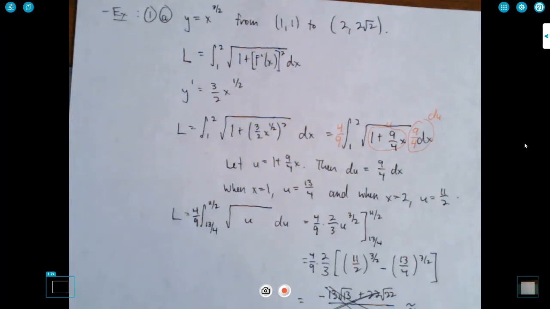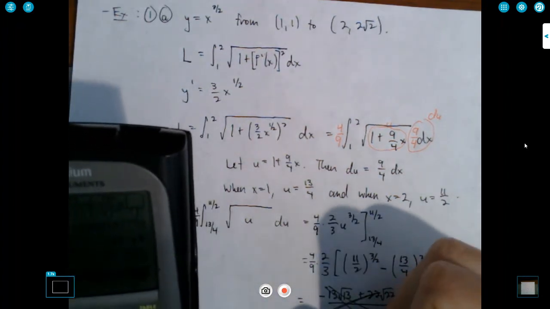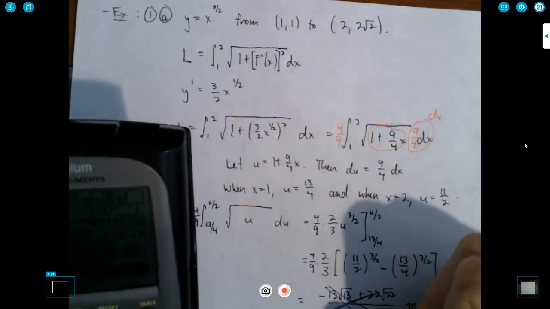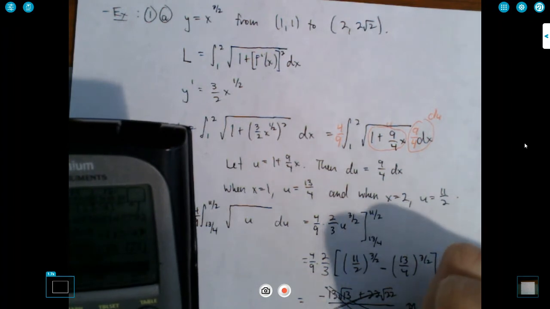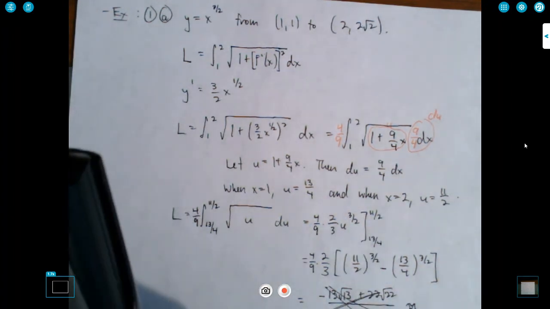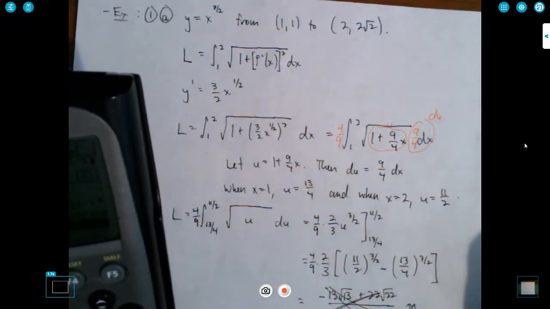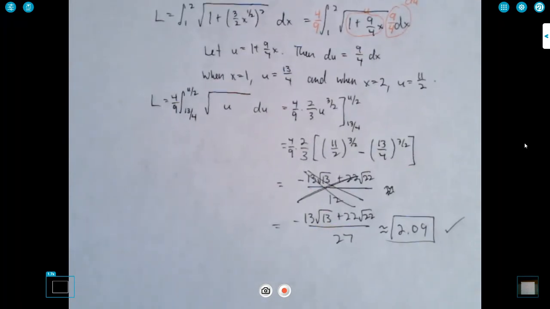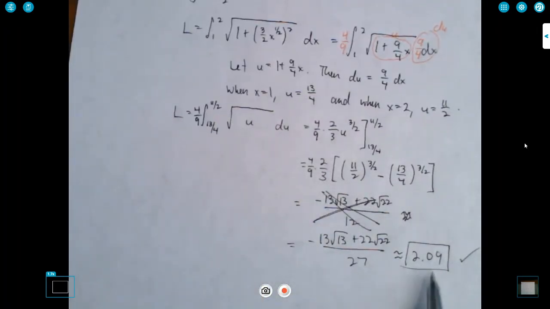So I'm gonna say 4/9 times all of this junk. Okay, so what you should actually get is negative 13 root 13 plus 22 root 22 over 27, which is approximately 2.09, and that does agree with what the book got. So I'm sorry, I forgot this 4/9, silly me. Yeah, forgot the 4/9, but that's the correct answer.